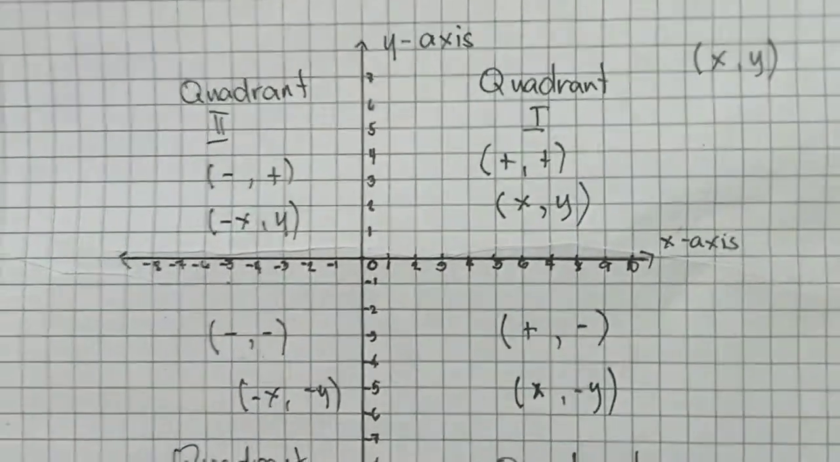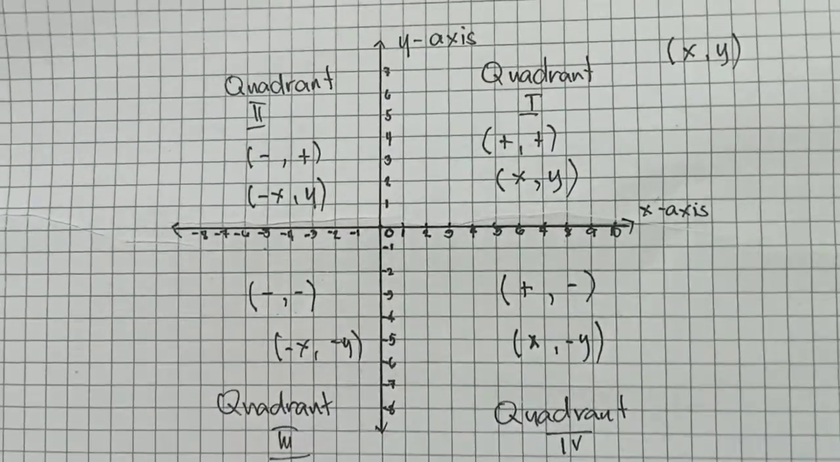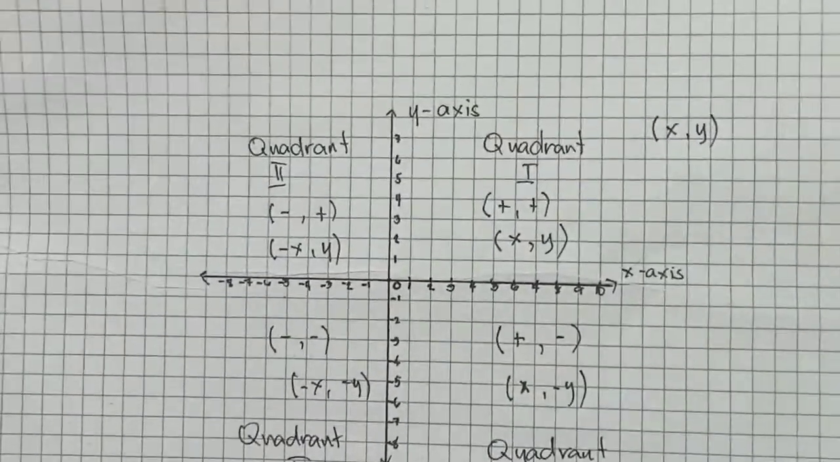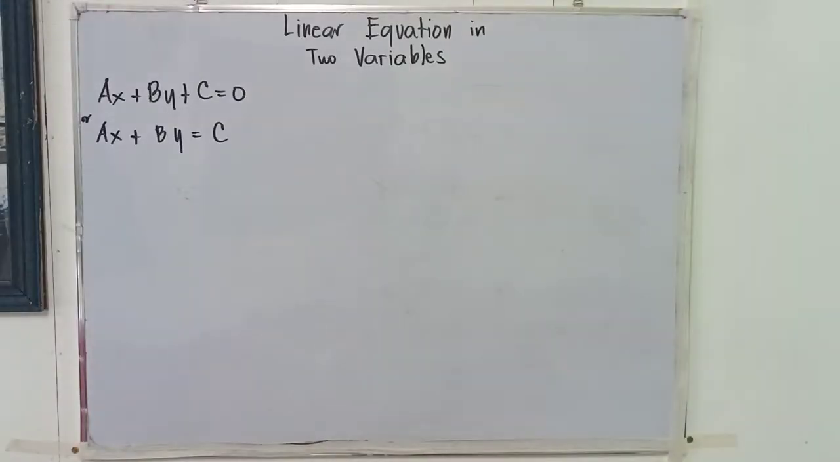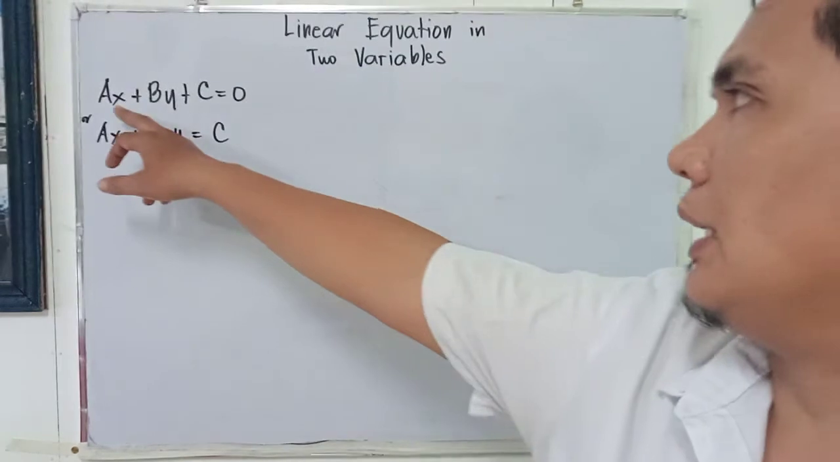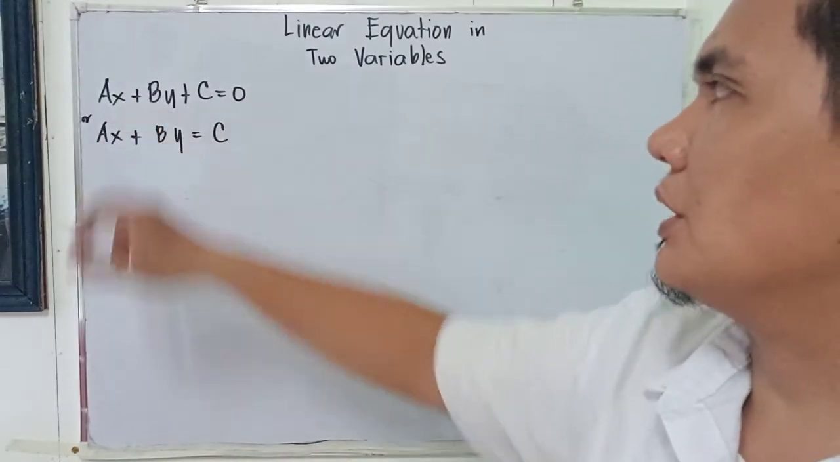the rectangular coordinate system. So if you recall this first lesson that we have, the rectangular coordinate system, this lesson here, the linear equation in two variables, is a continuation of that lesson. So let me discuss first. How are we going to solve linear equation in two variables if we are given an equation the same with this one?